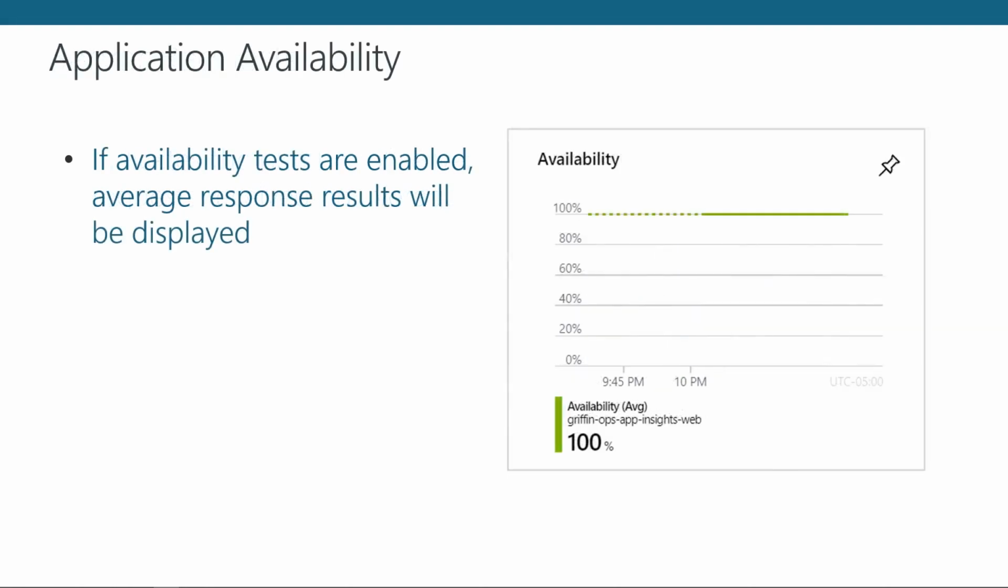While not covered in depth in this module, if you have application availability tests enabled within Application Insights, the average results will be displayed on the overview dashboard. By default, availability tests will check the access to your application from a variety of Azure data centers around the world. Your goal should be to have 100% availability in all data centers tested. Again, dotted lines indicate no data is available.